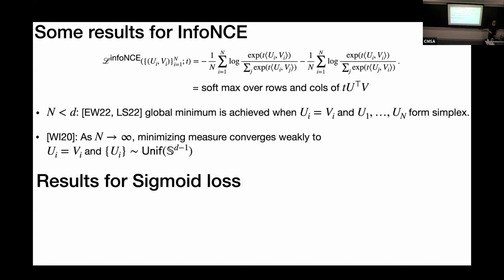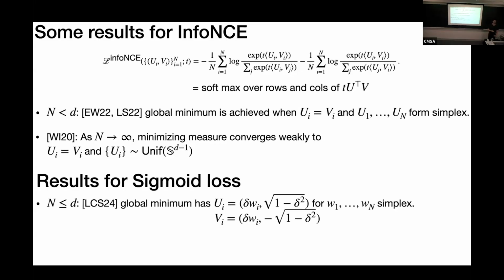I'll tell you in a second what sigmoid loss is. I'm not writing it here. Again, when n is less than d, there's a simplex structure, but here it's a little bit more intricate. Here, W1 through Wn are going to be the vertices of a simplex. Ui is going to be essentially that thing, but with an extra little final coordinate. And then Vi is going to be that same simplex point, Wi, but with a minus in that last coordinate.